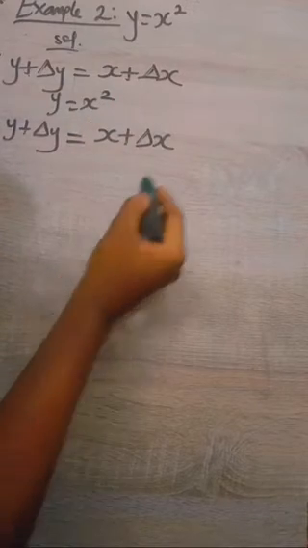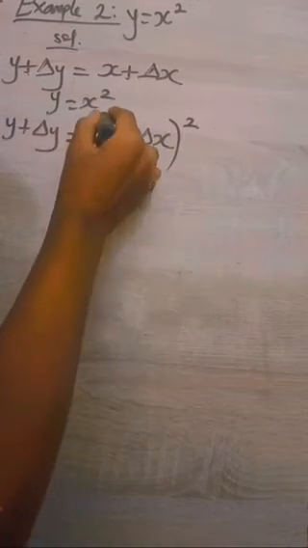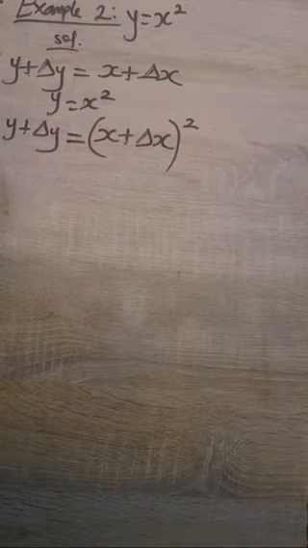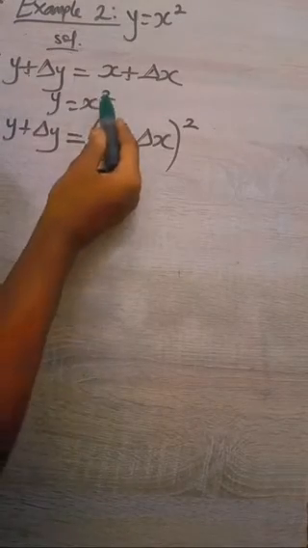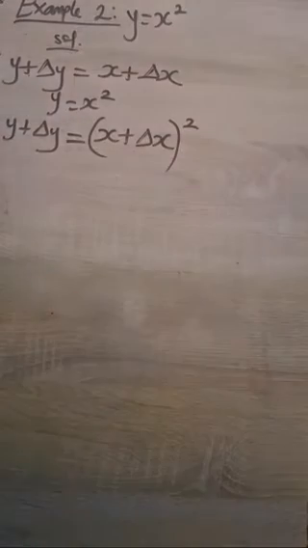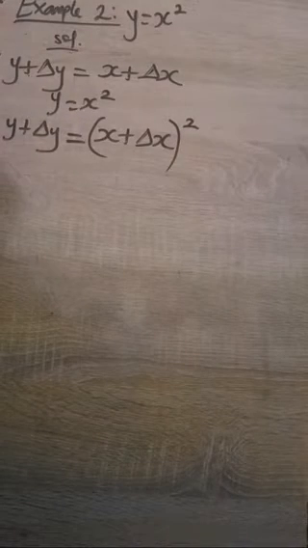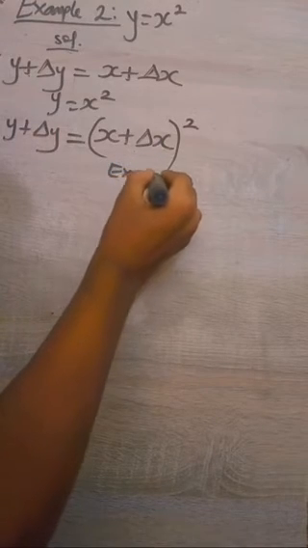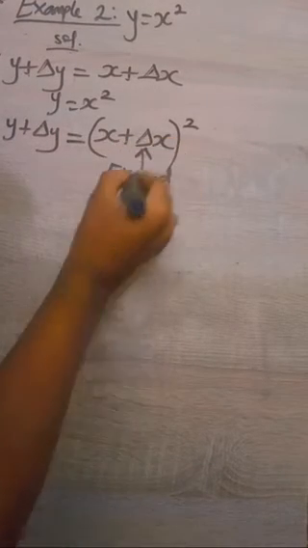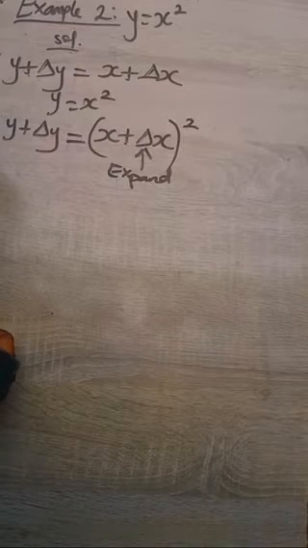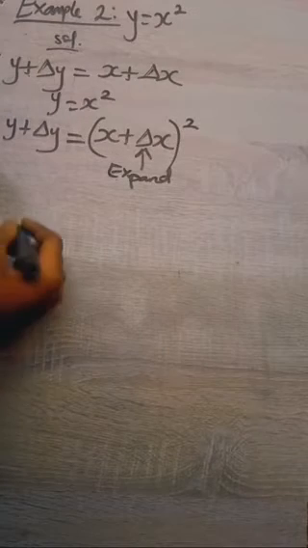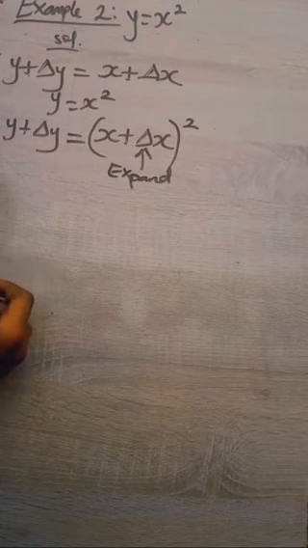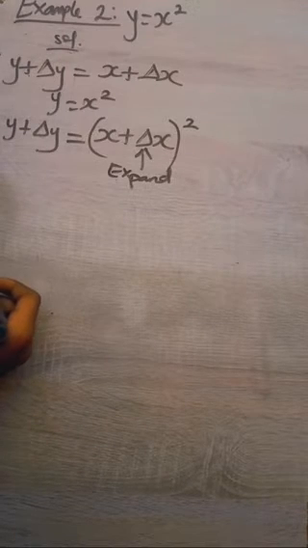Don't forget I have a square up here, so I'm going to square x plus change in x, because our x was squared in the question. Let's continue. How do we continue from here? Let us expand x plus change in x raised to power 2. Let's introduce the binomial expansion.